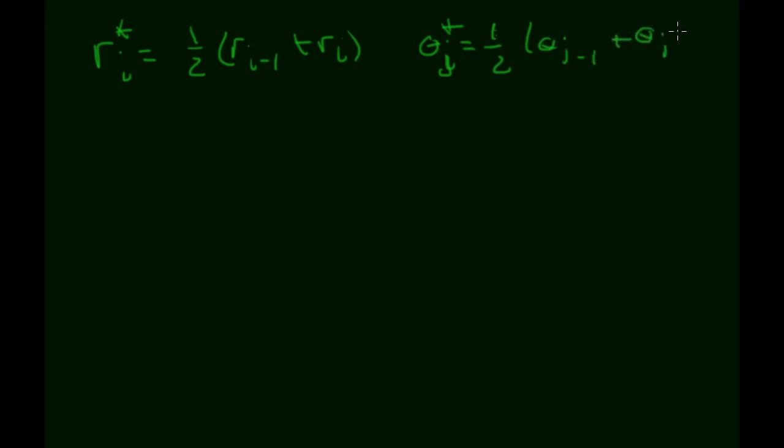Okay, so the very specific point I'm going to pick: we're going to make our r i star the point that's halfway between our r i minus 1 and our r i, so it's the midpoint that way. And it's going to be the ray halfway between, so theta j star is going to be halfway between theta j minus 1 and theta j. So it's kind of the midpoint of those.